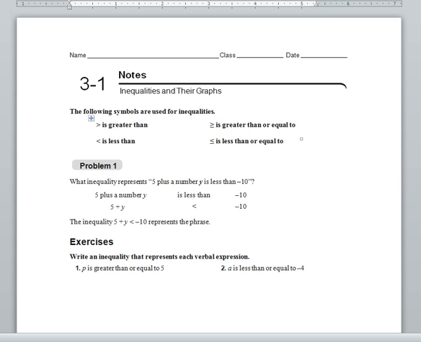For example, problem 1, what inequality represents 5 plus the number y is less than negative 10? We're going to just translate this sentence into symbols. 5 plus the number y is 5 plus y. Is less than translates into the is less than symbol, and then negative 10 just gets rewritten as negative 10. So we get 5 plus y is less than negative 10.